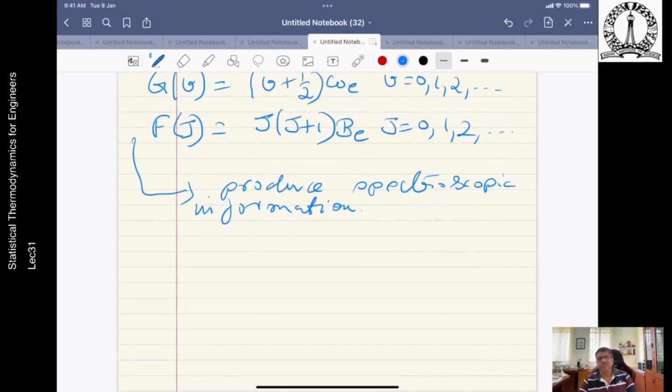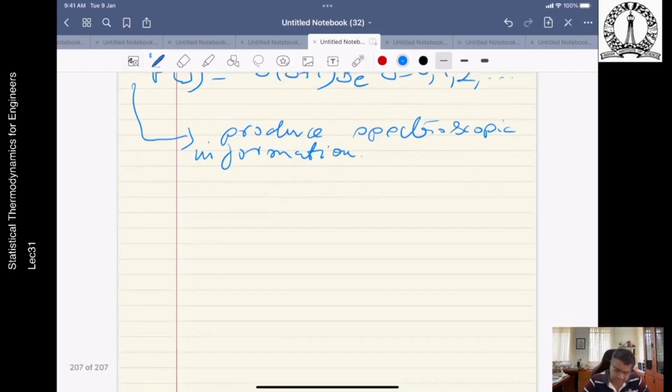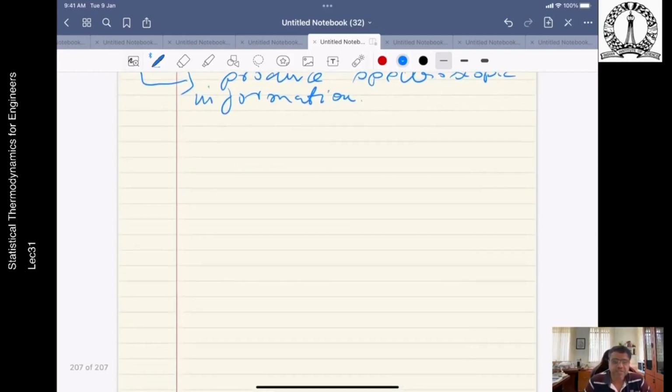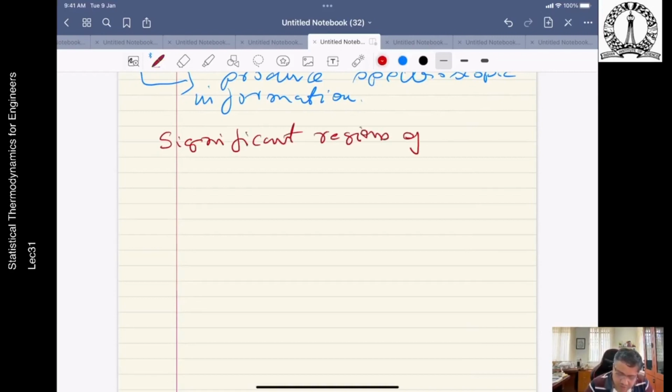So we first isolate the various regimes of the electromagnetic spectrum, and these regimes are written in terms of both wavelength or wave number, whatever it is. But there are certain indicative borders that you will see. But let us first write down the regions. So this we call significant regions of the electromagnetic spectrum for molecular spectroscopy.